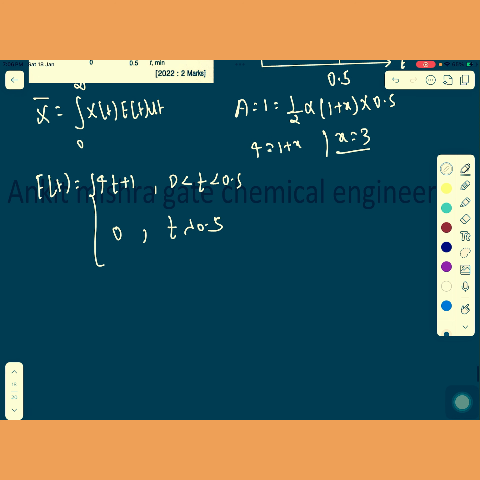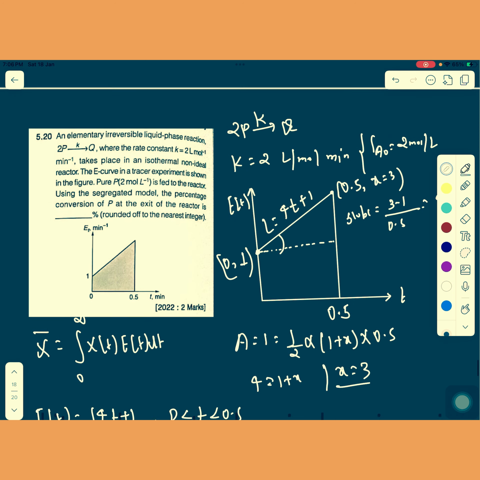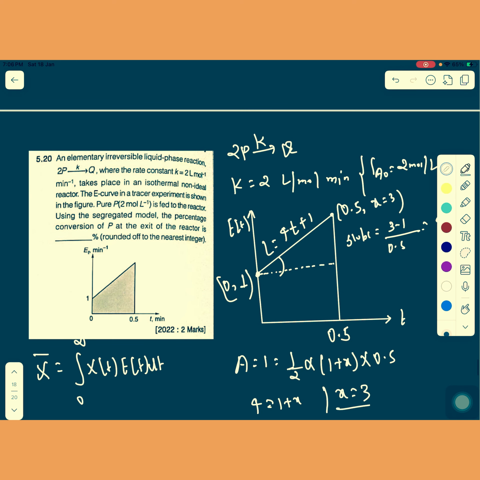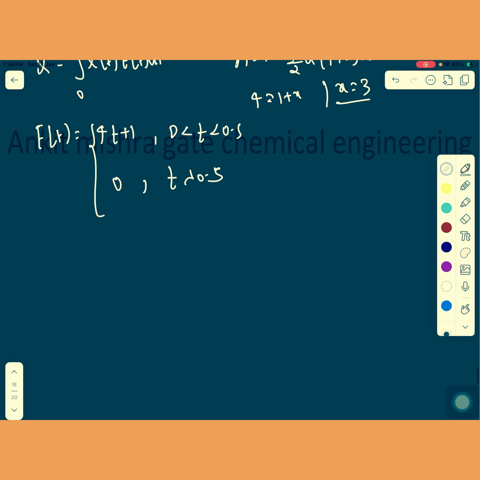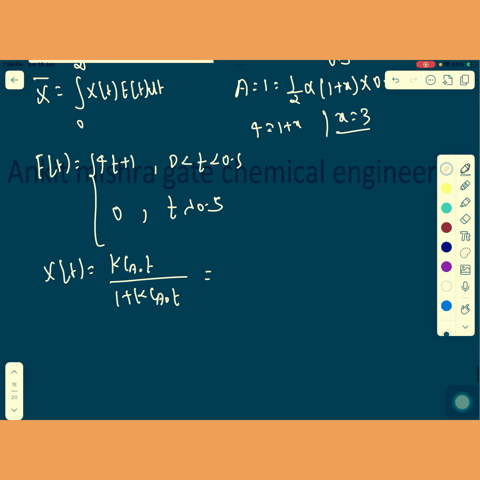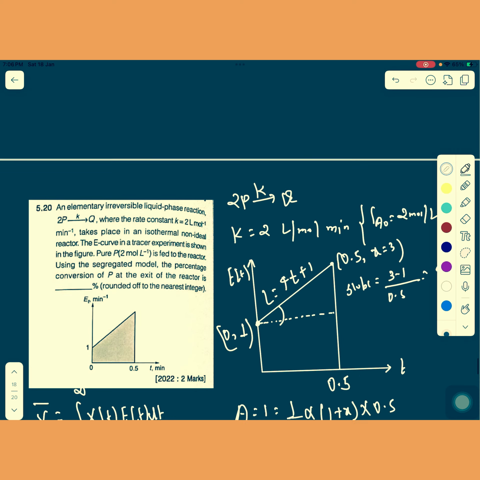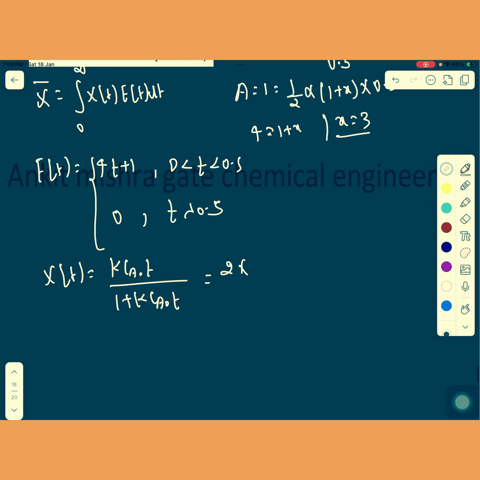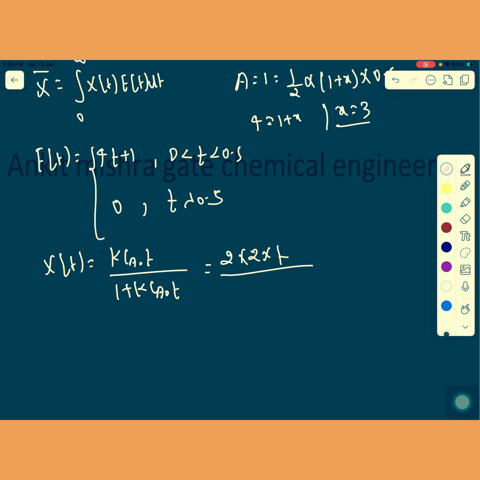Okay, now it's very easy, you can calculate the conversion. But again, you have to understand this reaction is also a second order reaction. So you have to write what is X(t). X(t) is equal to k Ca naught t divided by 1 plus k Ca naught t. K is given to you, that is 2, and the inlet concentration is also 2, so 2 multiplied with t upon 1 plus 2 into t, that is 4t divided by 1 plus 4t. So now you got the value of X(t).